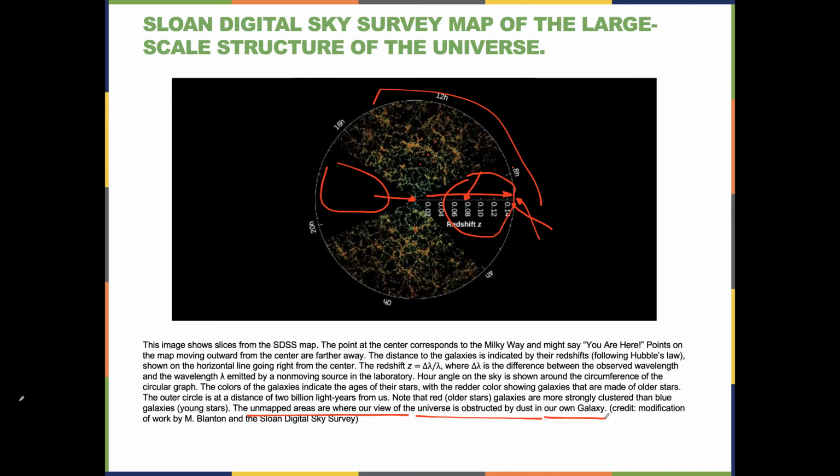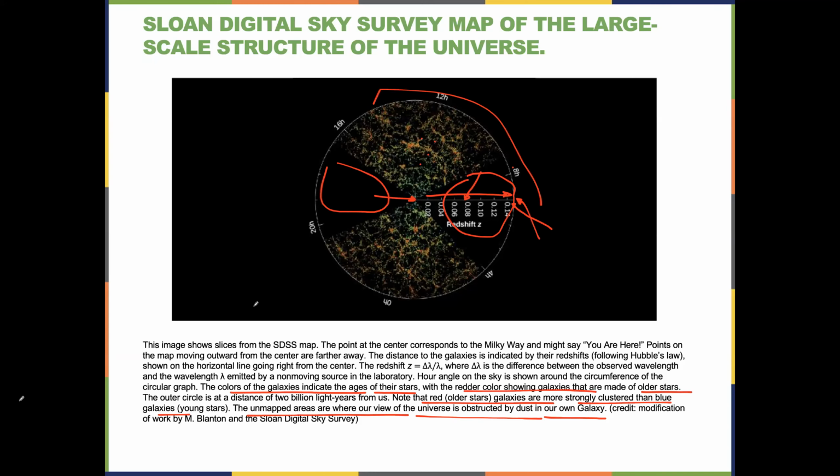Other than that, from the other data, they have made this map right here. And this is color coded as well, as I have mentioned here. The colors of galaxies indicate the ages of their stars, right? The redder colors show that they have older stars, and if they are not that red, that means they are blue galaxies, so you have young stars, right? That's how you understand it.